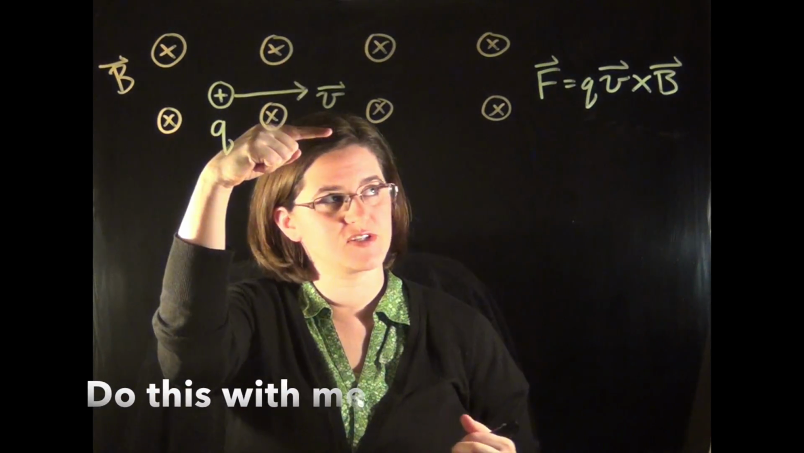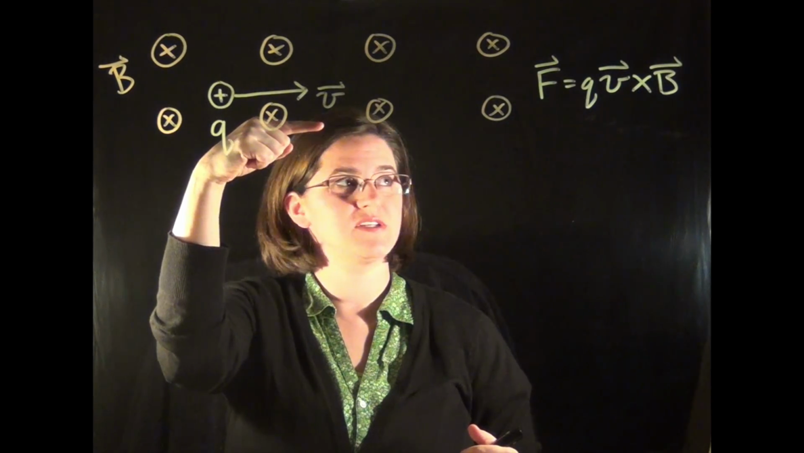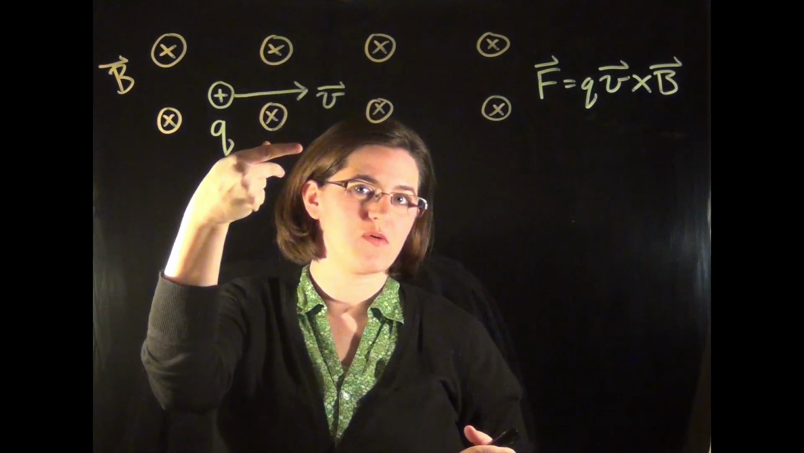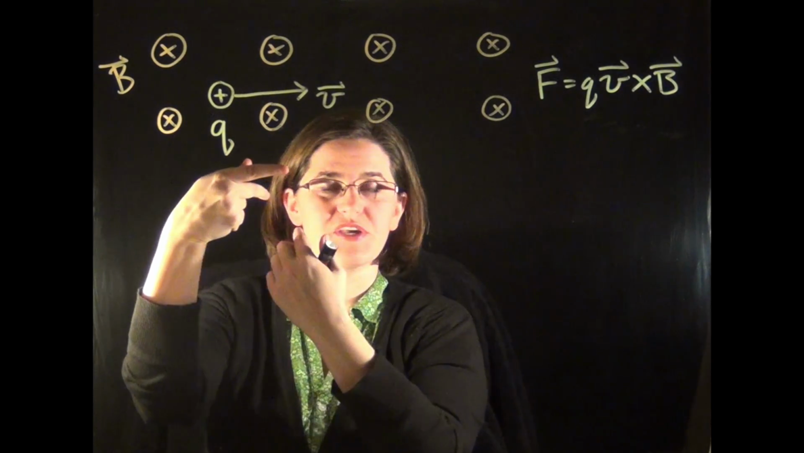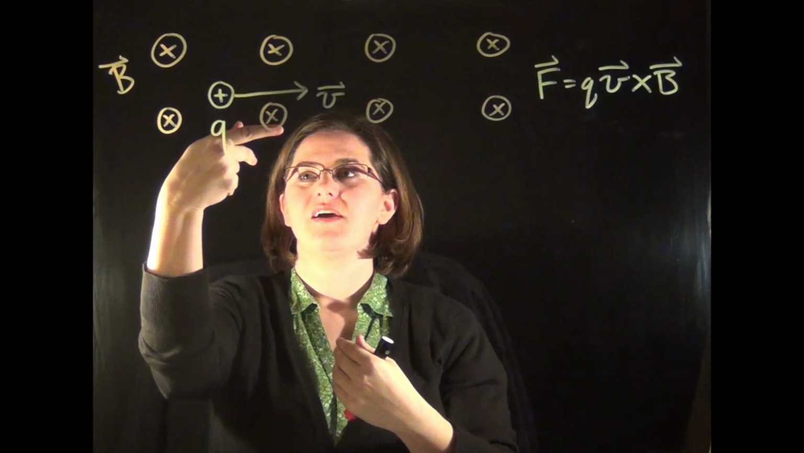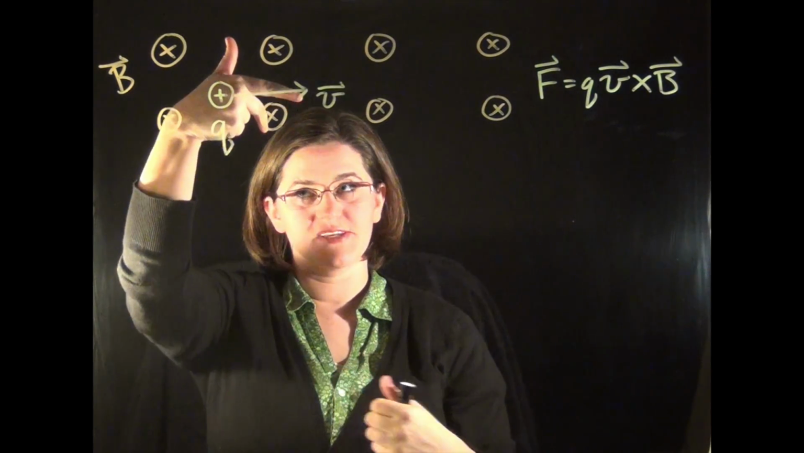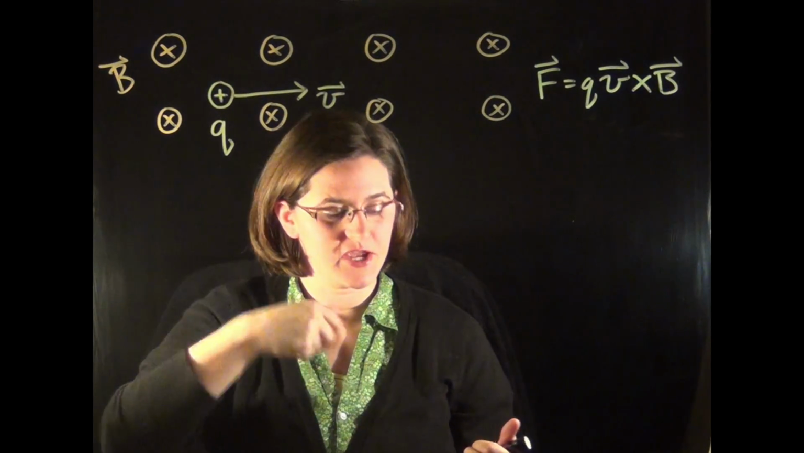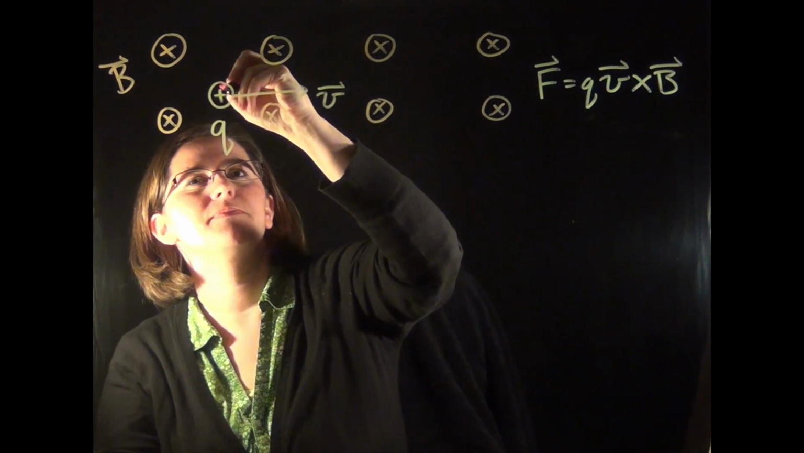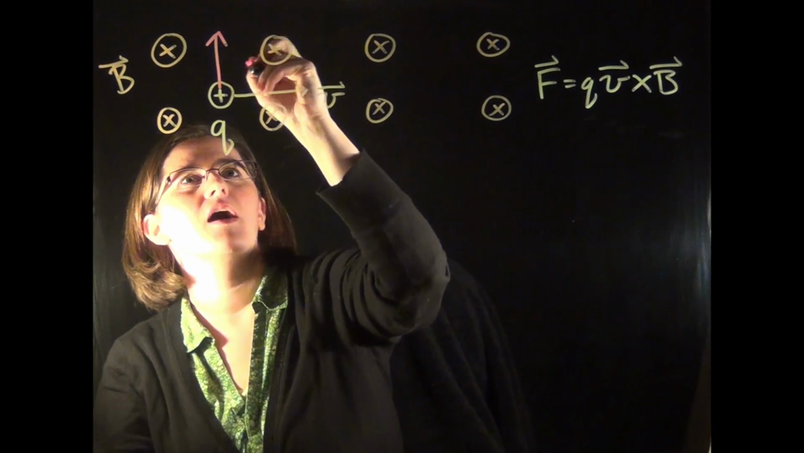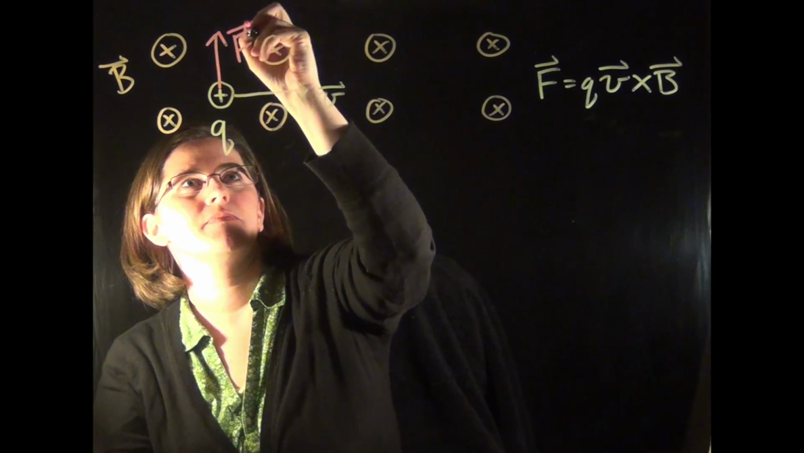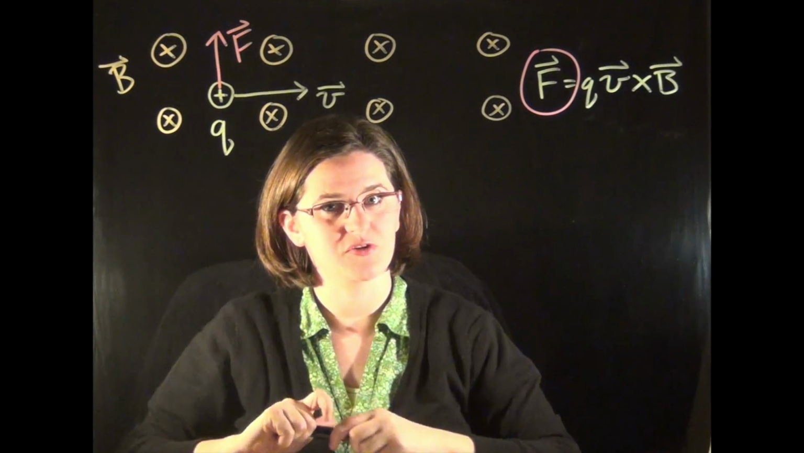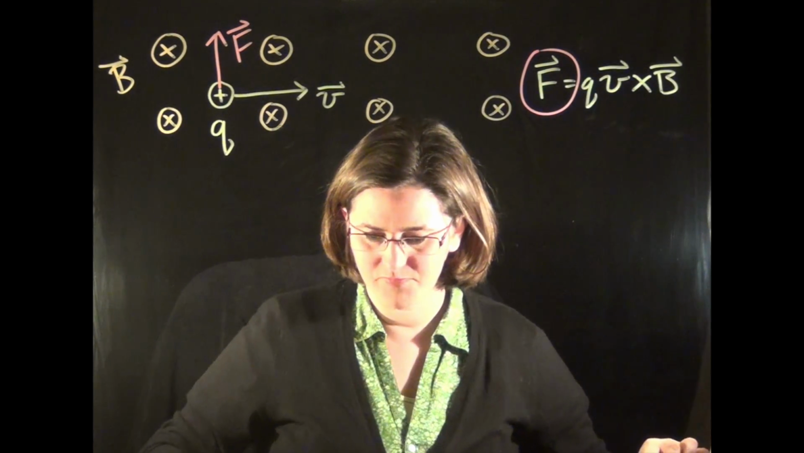qv, there's the first component, crossed with B, that's B into the page, so my fingers point towards me and away from you, and the force is the thumb pointing upwards here. So you can see using the right-hand rule that you should get a force up. That's this force, the force on a charged particle due to a magnetic field.